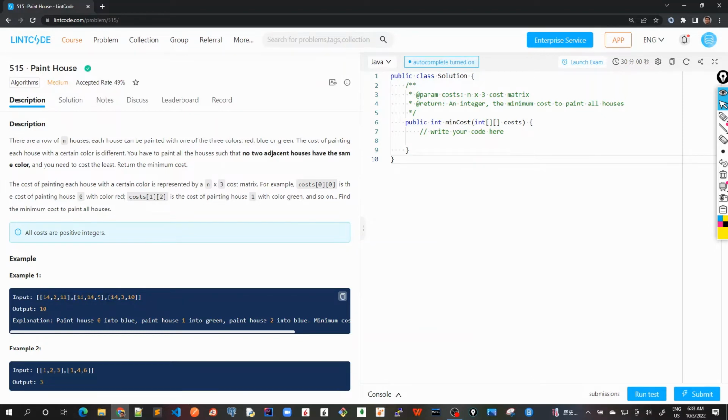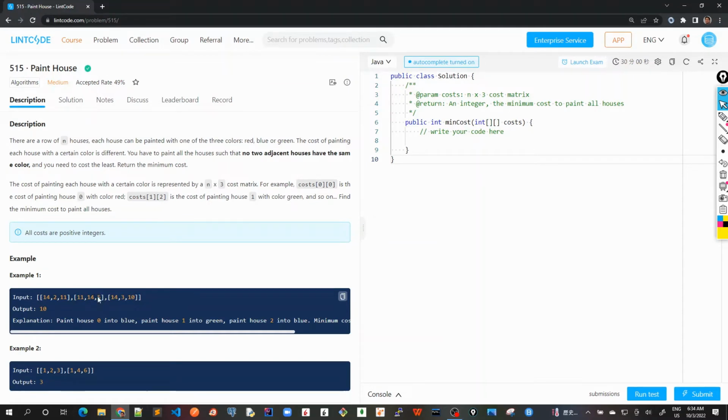As discussed, using this array, 14 represents the cost if I paint the first house with red. 2 is the cost if I want to paint it with blue, and 11 is the cost for painting it with green. And if I paint this first house with red for 14 cost, then I cannot paint the second house, which is the next adjacent house, with the same color. It could be either blue or green.